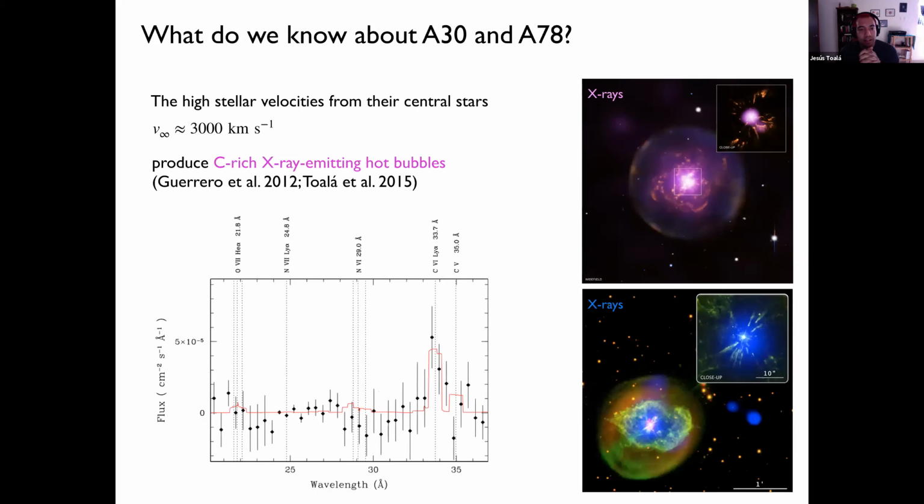Furthermore, a few years ago, we also studied these objects in X-rays with X-ray satellites. Because of the velocities of 3,000 kilometers per second, it's very easy to produce adiabatically shocked regions. What we saw in these X-ray observations is that the X-rays are also dominated by carbon-rich gas. This is a spectrum, and we see clearly that it is dominated by the carbon VI Lyman alpha line at 33.7 angstroms. This is what we see in both of these planetary nebulae.